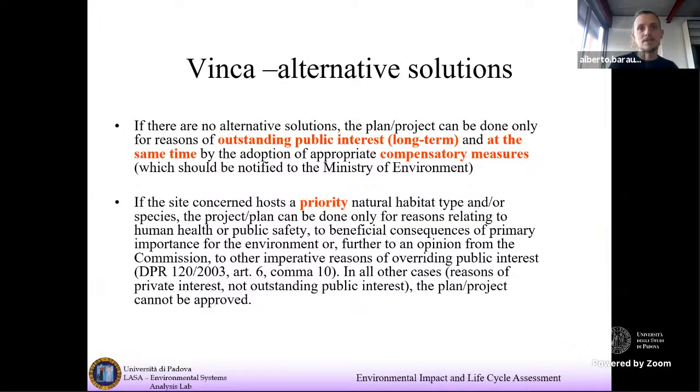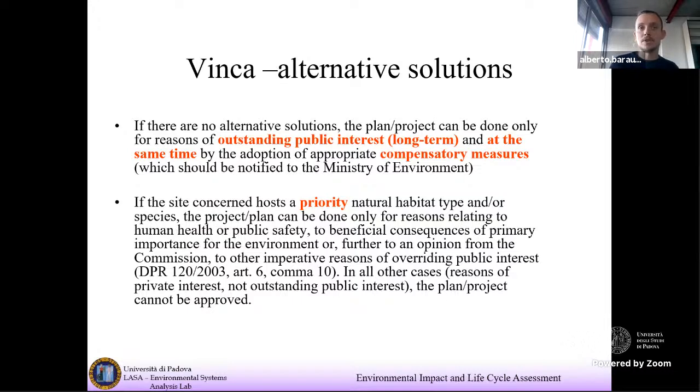Even more, if the site hosts a priority natural habitat type or species, if you look at the Habitat Directive at the Annex 1 and 2, there are habitats and species which are marked with the star, with an asterisk. Those are the most important species and habitats to be protected. They're called priority habitats and species. They are special habitats and species that must be protected with the highest priority.